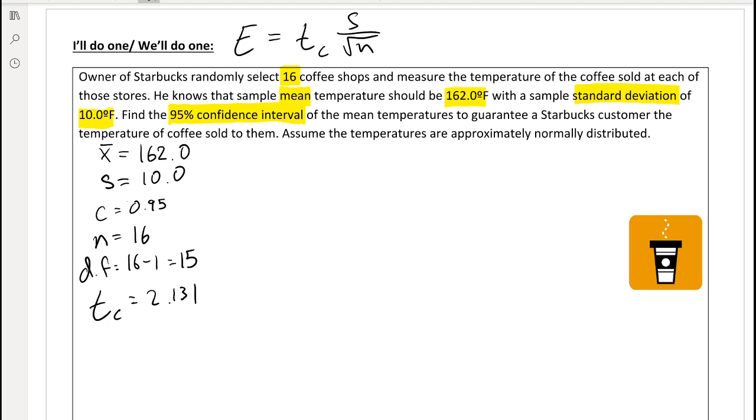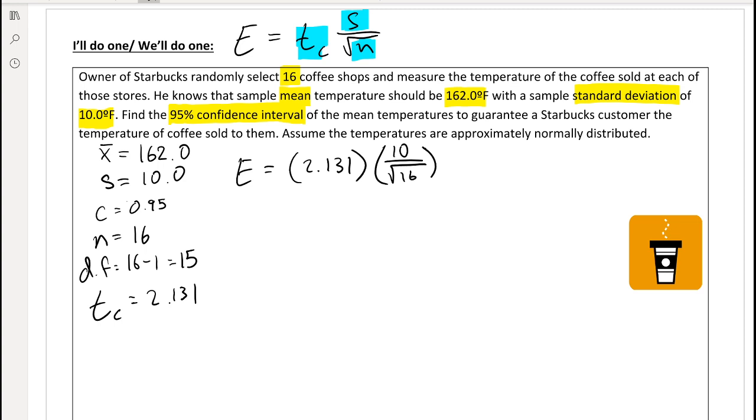So I have my T critical, I have my sample standard deviation, I have my n now. This is enough information for me to calculate my margin of error. Okay? So that's the first thing I'm going to do. My margin of error is going to be equal to t critical, which is 2.131 times the standard deviation of the sample, which is 10, divided by the square root of the sample size of 16. All right, we're going to go ahead and plug this into our calculator.